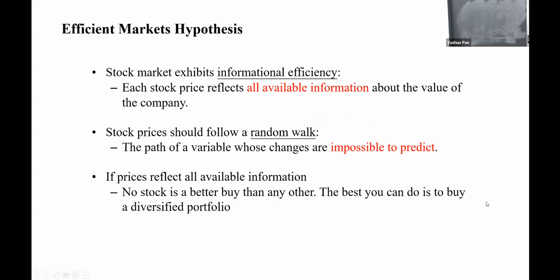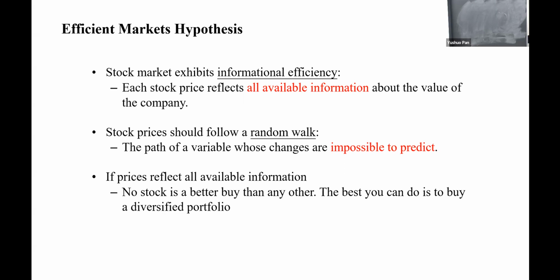So, the stock market exhibits informational efficiency. Each stock price reflects all available information. Again, it should be all publicly available information about the value of the company. If that really happened, the price would always be the value, a fair value. Otherwise, professional managers would act differently, selling or buying.